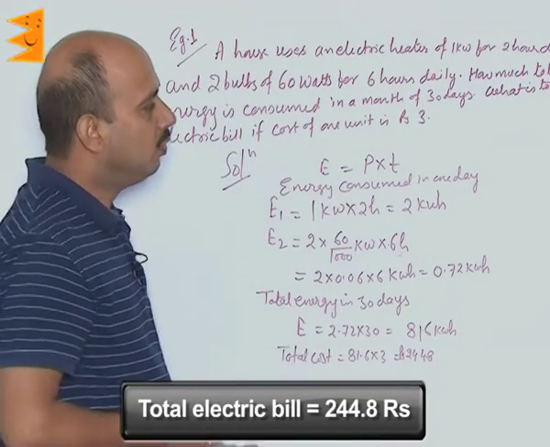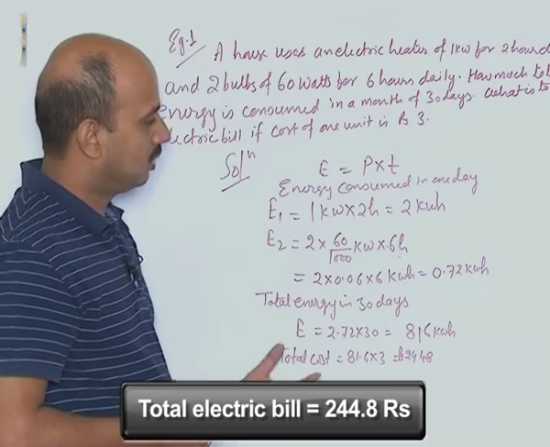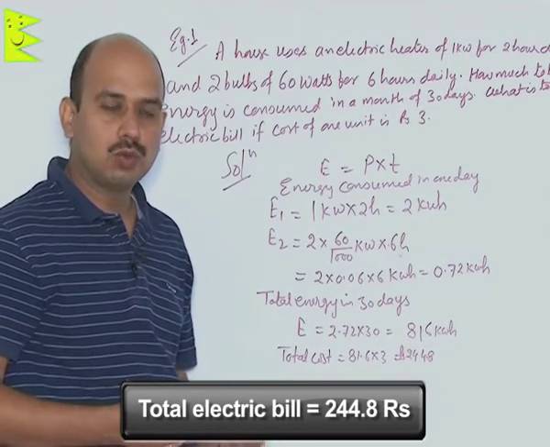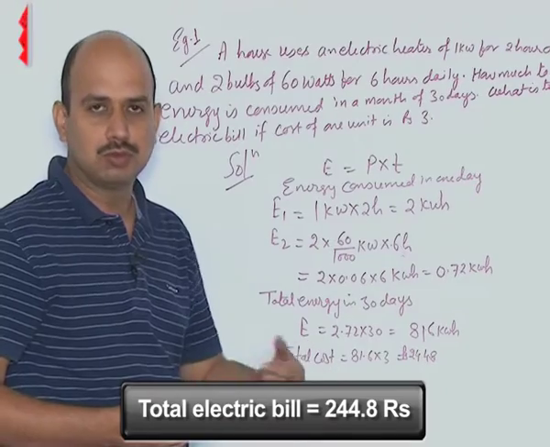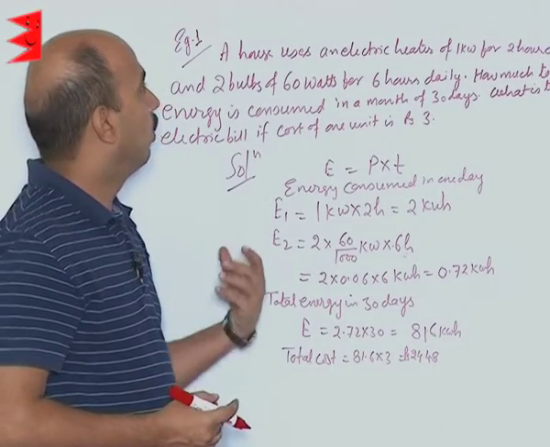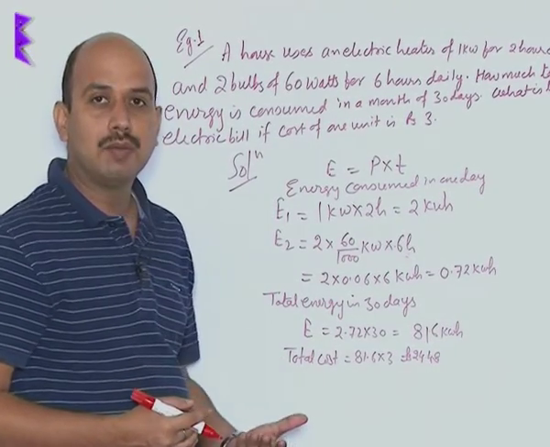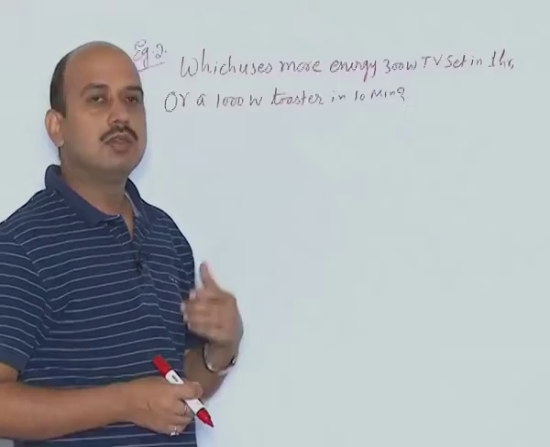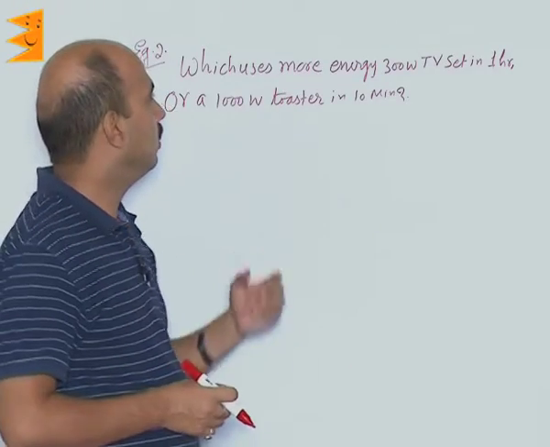So in this way you can calculate power and energy consumed, and then you can calculate the total electric bill for domestic users. So this is one example related to electric power and electrical energy. Now we can see the next example.